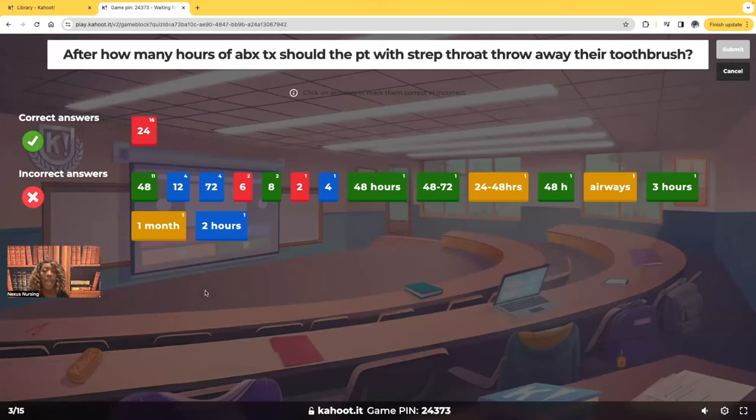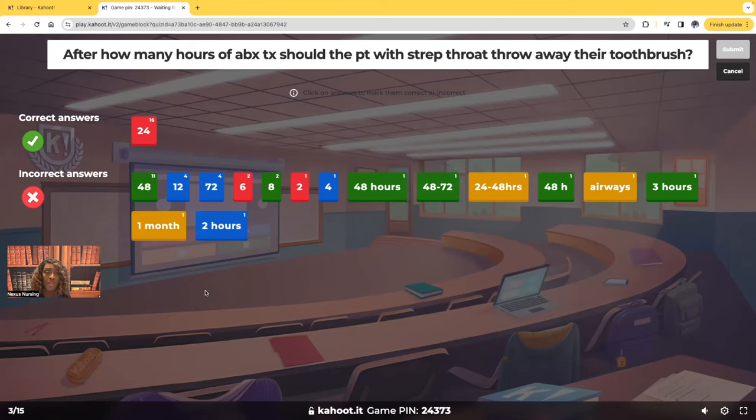And here's why. The patient that has strep throat, strep is a type of bacteria. So it's that bacteria that's causing the infection the patient has in their throat, right? So they have this infectious bacterial infection in their throat, and they're getting antibiotics. Well, after they've been on antibiotics for a full 24 hours, they need to throw away their toothbrush and use a new one. Why? We don't want them to keep reinfecting themselves, because that bacteria that they have, where do you think it's going to go? On the throat.